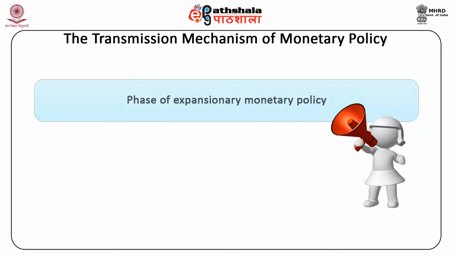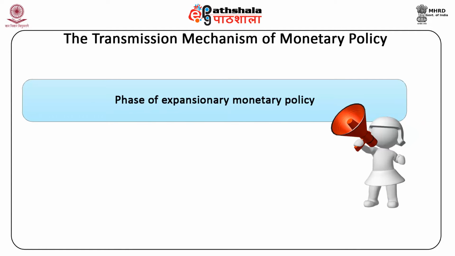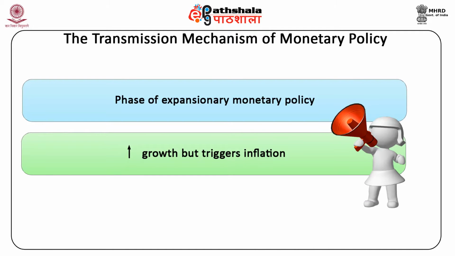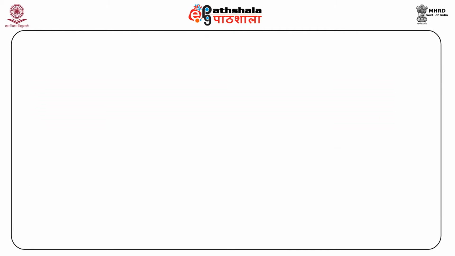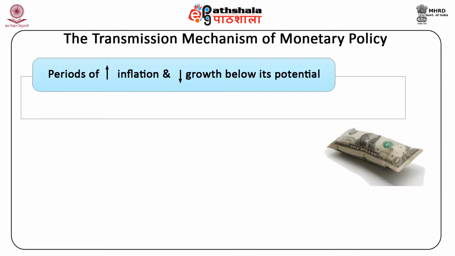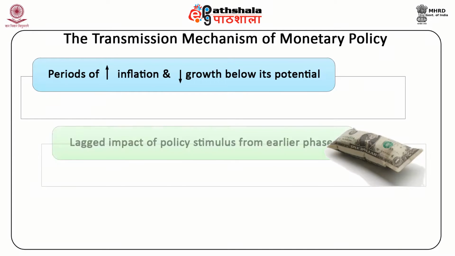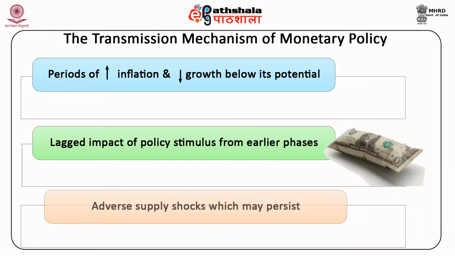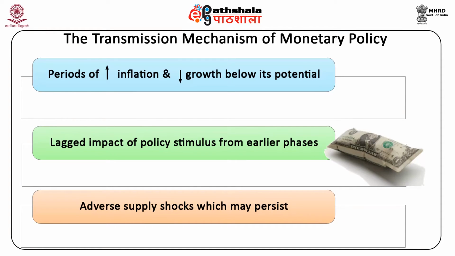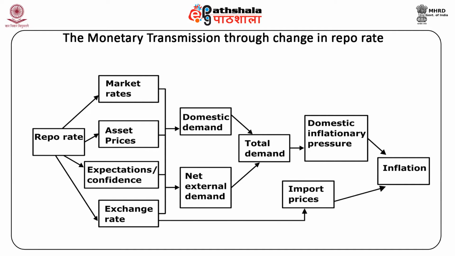At times, a phase of expansionary monetary policy raises growth but triggers inflation, thereby threatening the sustainability of the achieved growth. So, there could be periods of rising inflation and falling growth below its potential, arising from several sources such as the lagged impact of policy stimulus from earlier phases and adverse supply shocks, both domestic and external, which may persist. The given figure shows the monetary transmission through change in repo rate.